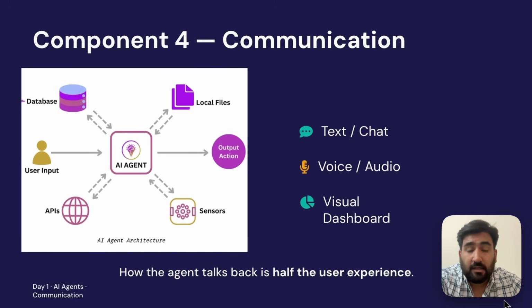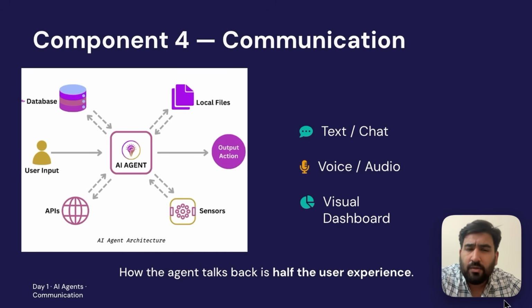The next component is communication. So how the agent talks back to the human. Okay, look at this diagram. There are three main channels: text, which is chat, messaging apps, email replies. Voice could be phone calls, voice assistants, real time spoken conversations. Visuals could be charts, dashboards, or generated images. Every short video is some cutting edge system.